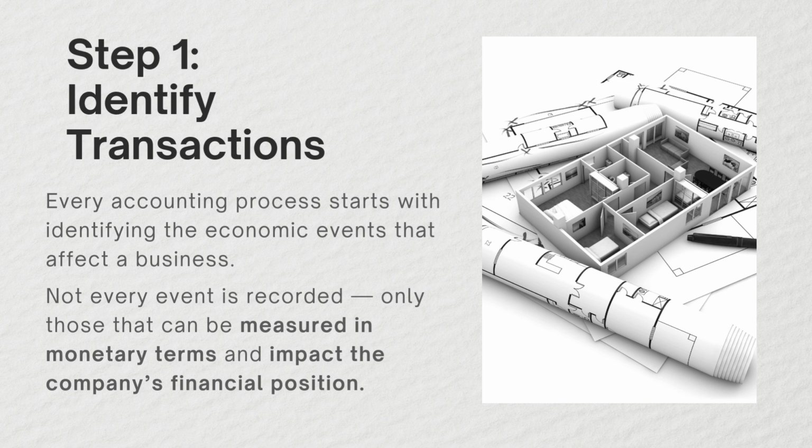Step 1. Identify transactions. Every accounting process starts with identifying the economic events that affect a business. Not every event is recorded. Only those that can be measured in monetary terms and impact the company's financial position.